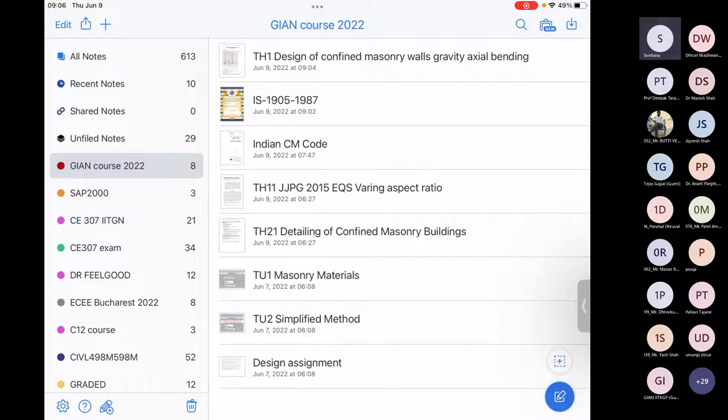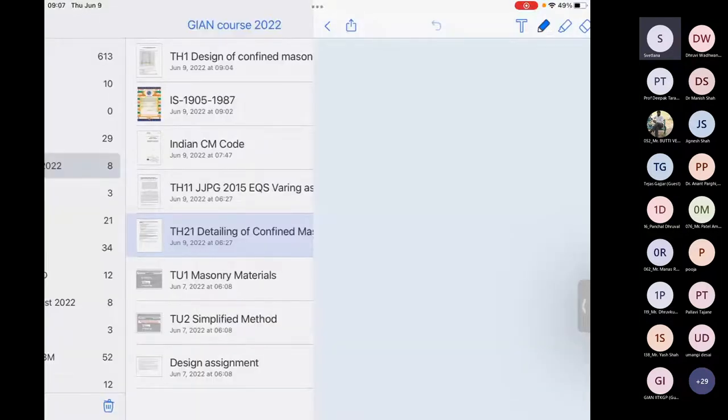So first will be about detailing. And construction will be explained in the PowerPoint presentation, which I will present on my computer, using the example of the IIT Gandhinagar campus. The detailing lecture is very important, and this is TH21, and I may annotate that.